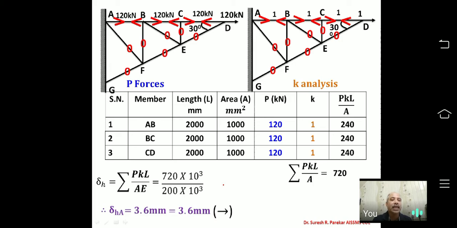So for the problem given, we have to think and see it very carefully, and after that we identify the zero force members. After identification of zero force members we can go ahead and find P forces, find K forces, and then we can have this table.